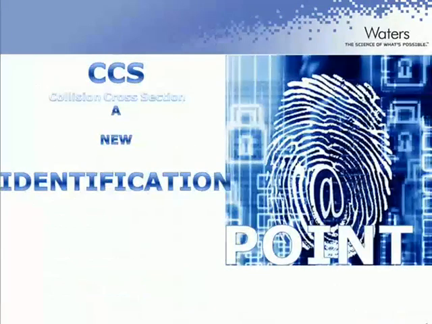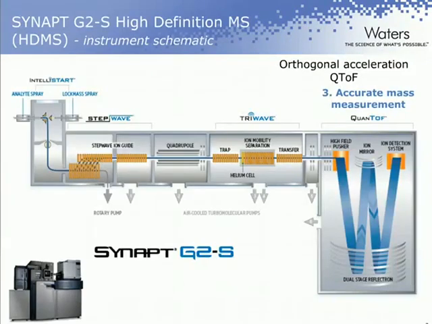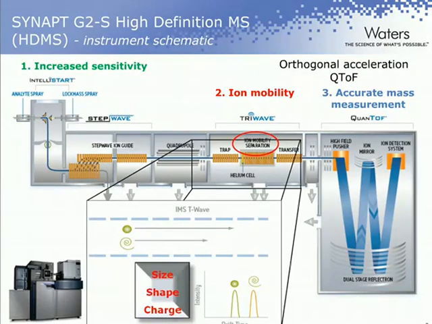So what is collision cross-section? Well, we're going to utilize collision cross-section as a new identification point. And it comes from the heart of the SYNAPT G2S platform, or a SYNAPT-based platform. And the SYNAPT, as you can see here from the schematic, is actually a QTOF-based platform that at the heart of it has ion mobility separation.